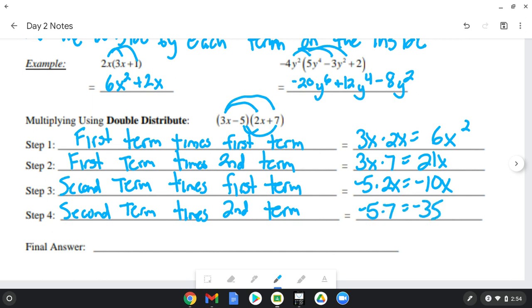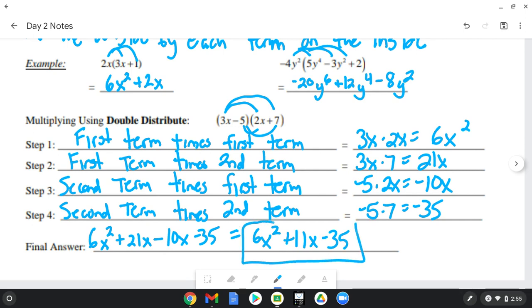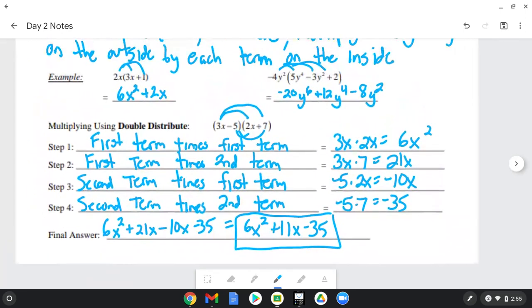So now it says final answer. If we put all this together, we get 6x squared plus 21x minus 10x minus 35. I do notice that the 2 middle terms are actually like terms, so I can add those together. So if I added 21 minus 10 together, I'd get 11 in the middle, because we're always supposed to combine like terms. So this would be my true final step, all simplified out. And that turns into, in this case, a quadratic trinomial, which you guys learned about a couple units ago.